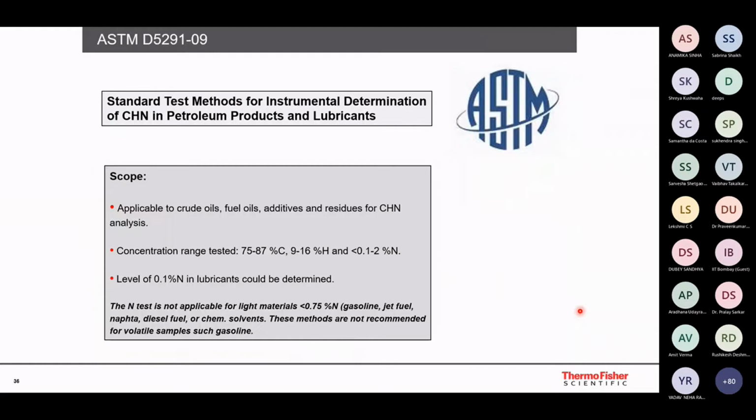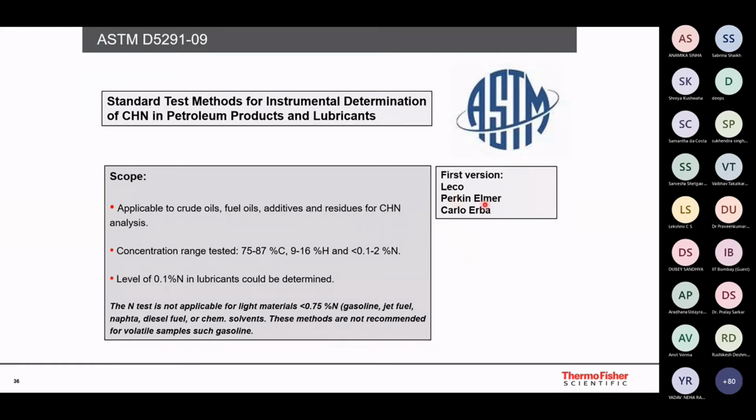Now, at the same time you can analyze oil samples by ASTM methods also. ASTM 5291 is already a standard test method for the instrumental determination of CHN in petroleum products. In that 5291, ASTM has already mentioned that they can use the Carlo Erba instruments. Before that, Thermo, this instrument is the representative of the Carlo Erba.